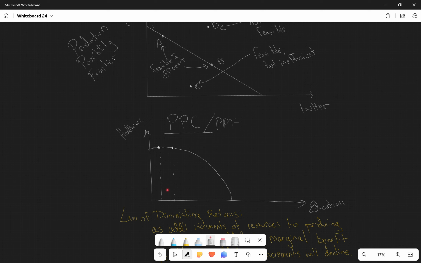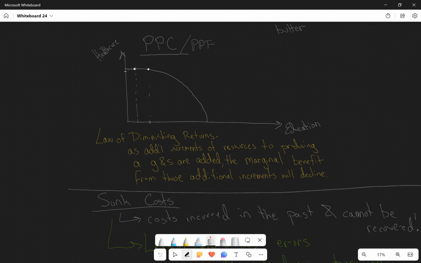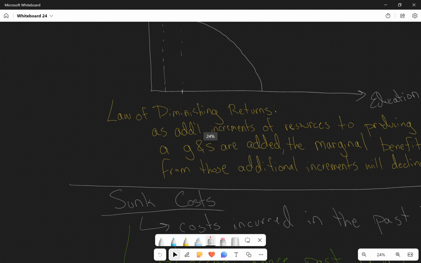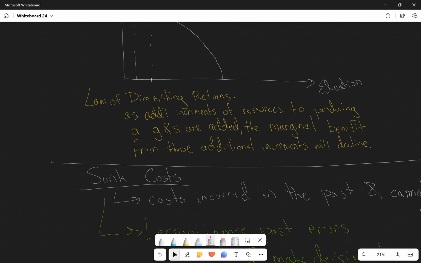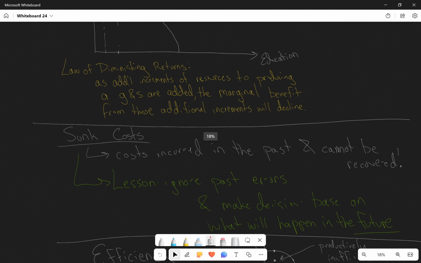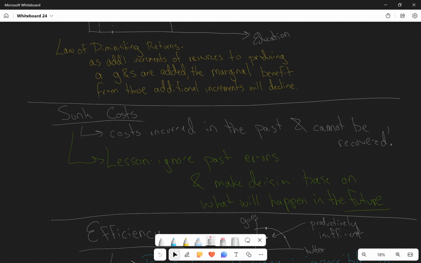So resources that are best used for different industries are going to be used first, and then the least productive resources are going to be used last, and you're going to get the least amount of productivity from those least productive resources. So as additional increments of resources producing are added, the marginal benefit from these additional increments are going to decline.